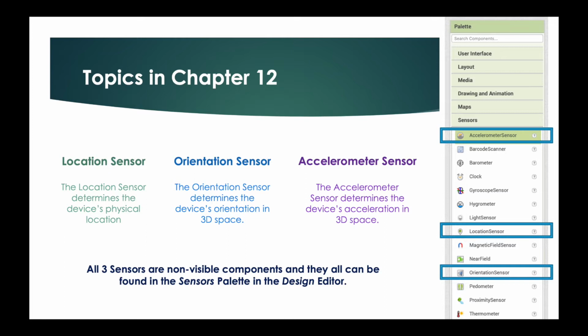Chapter 12 focuses on the three types of sensors that are found in Android devices. The types of sensors are the location sensor, the orientation sensor, and the accelerometer sensor. The location sensor determines the device's physical location. The orientation sensor determines the device's orientation in 3D space, and the accelerometer sensor determines the device's acceleration in 3D space. All three of these sensors can be found in the sensors palette in the design editor, and they're all non-visible components.